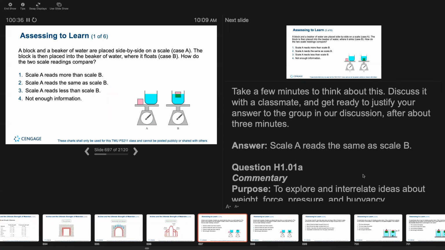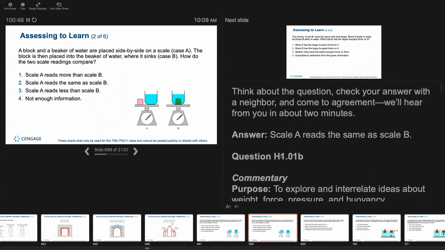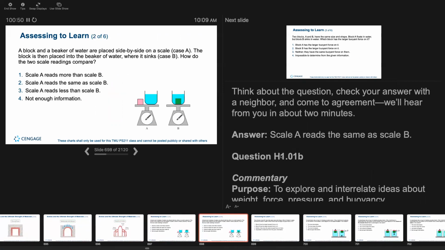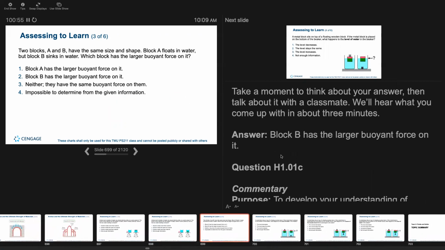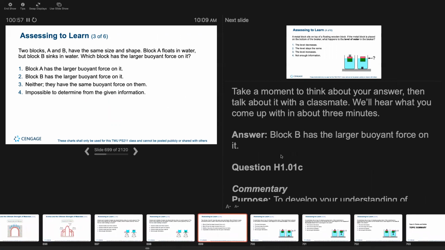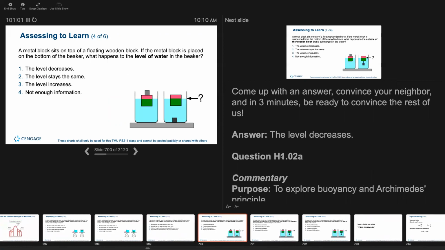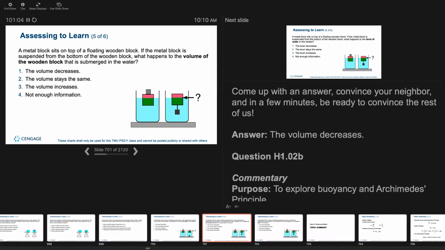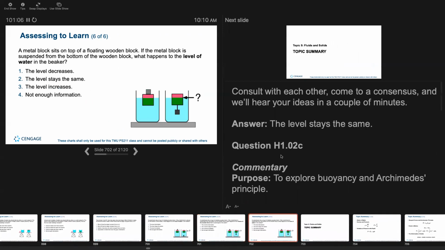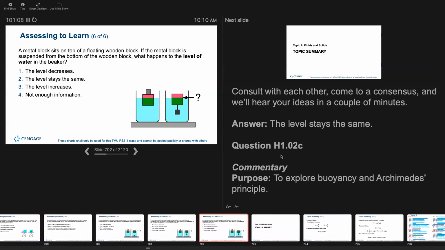So we'll just take a few minutes. I'm just going to breeze through these in terms of assessing to learn. So the first one we have here, the answer is a scale A reads the same as scale B. For this one, scale A reads the same as scale B. For this one, block B has a larger buoyant force on it. And for this, the level decreases. The answer to this one, the volume decreases. And the answer for this, the level stays the same.